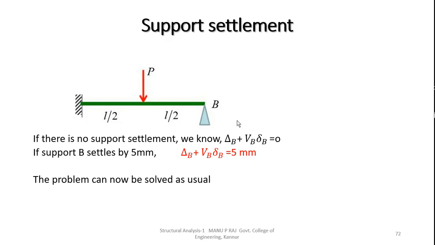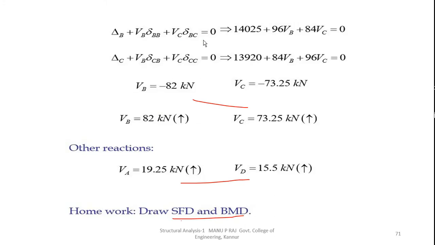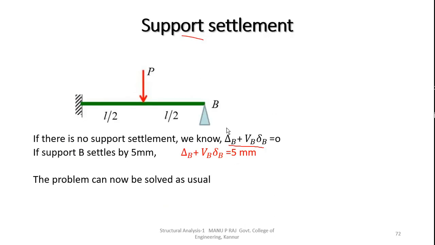Now if there is support settlement for the previous problem: if there is no support settlement, then net deflection equals 0. So the compatibility equation at B, for the previous problem, is delta B plus this value equal to 0. Then if the support B settles by 5 mm, the net settlement will be equal to 5 mm. Now the problem can be solved as usual.